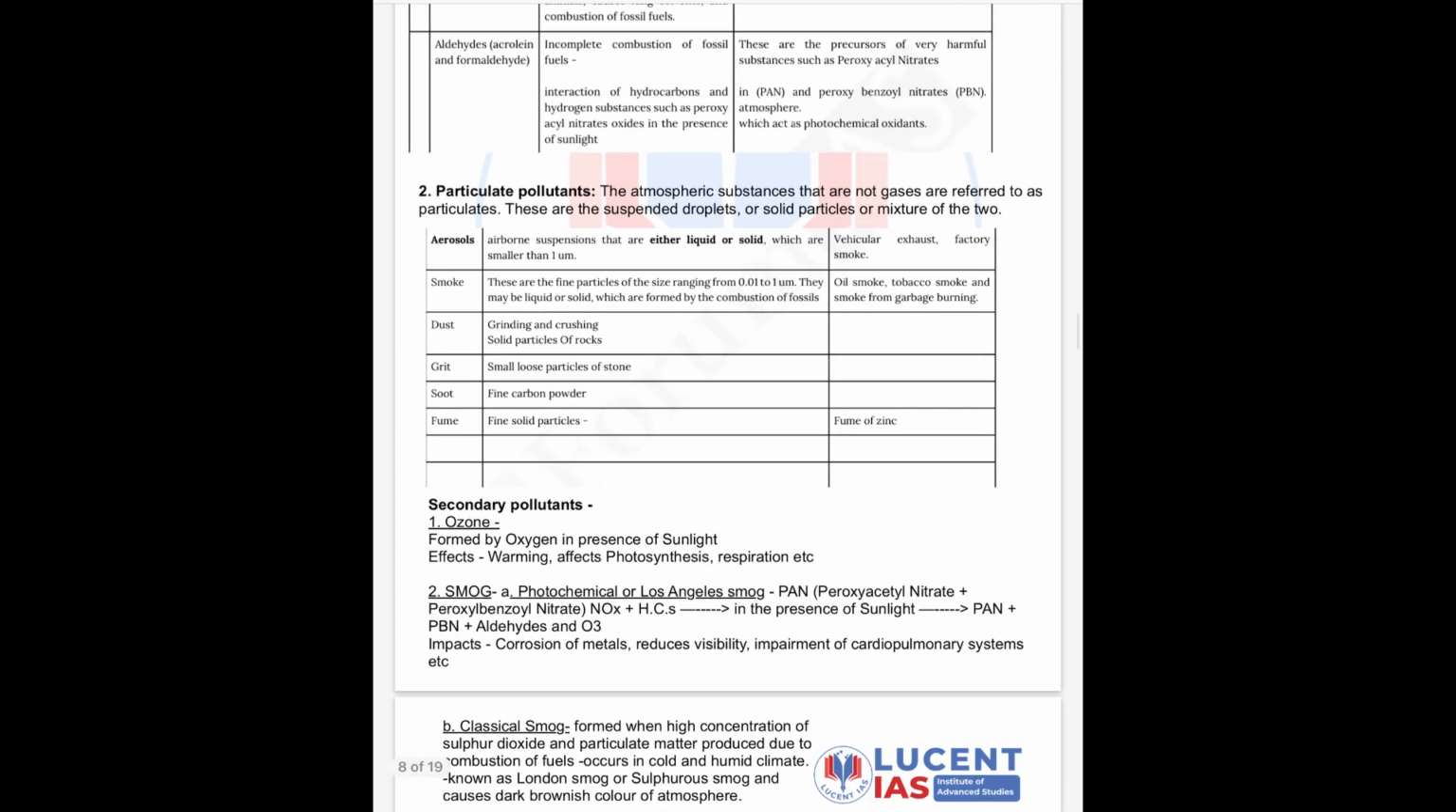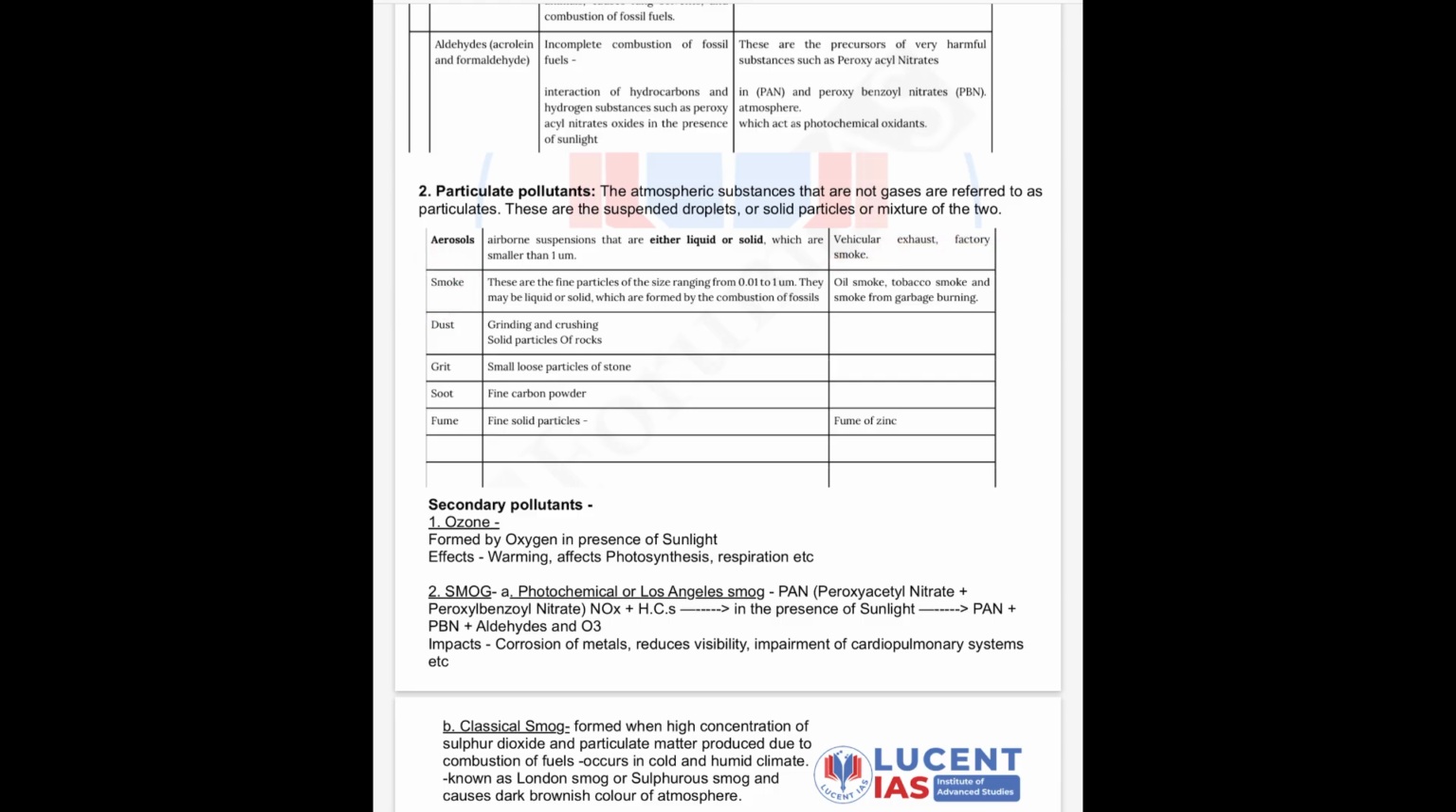Then particulate pollutants. What are particulate pollutants? These atmospheric substances that are not gases are referred to as particulates. They are suspended droplets, solid particles, or a mixture of the two. First are the aerosols, airborne suspensions that are either liquid or solid, coming from vehicular exhaust, factory smoke, etc.